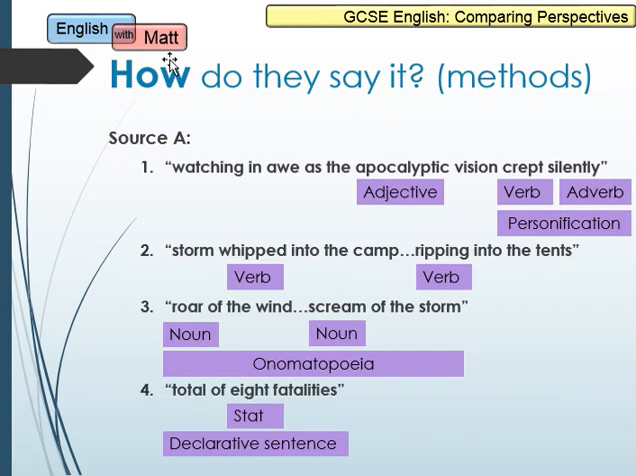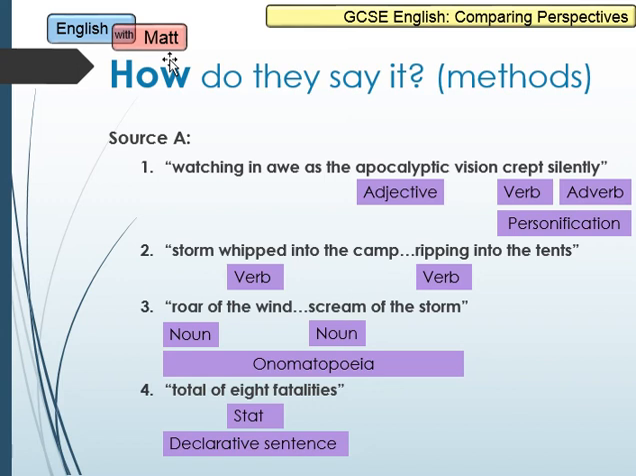Now we need to bring in some methods, because in order to get the high marks, remember, we've got to be able to talk about how, and how is always the writer's method. So what I've done here is for source A, I have basically broken down the 4 quotes and told you some of the methods. So we've got an adjective, apocalyptic, a verb, crept, and an adverb, silently, which is personification. We've got some verbs there, whipped and ripping. We've got nouns, roar and scream, which is quite onomatopoeic. And then in number 4 there, we've got a declarative sentence made of that statistic 8, which is obviously being used by the writer to make it seem very fatal and serious.